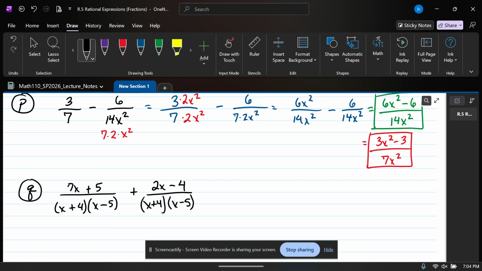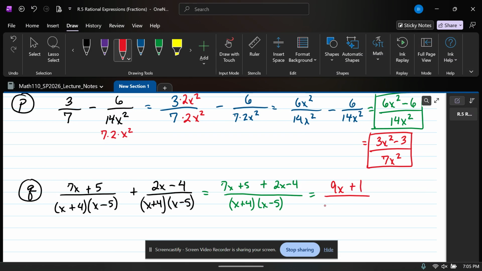So this is going to be another one of those like term deals. When I put those together, I got 7x plus 5 plus 2x minus 4 over x plus 4, x minus 5. I'm going to put like terms together. What are the like terms on the top? Yeah, they are like terms because they have the same letter and same exponent on that letter. So that's going to be 9x. And then 5 plus negative 4 would be plus 1. And then we have x plus 4, x minus 5.